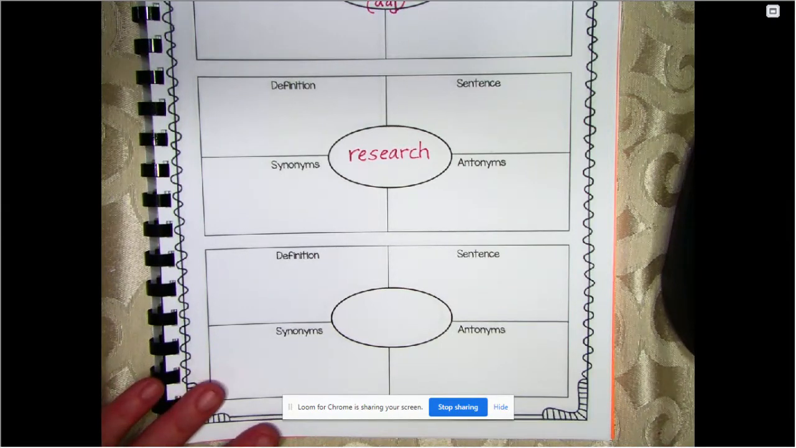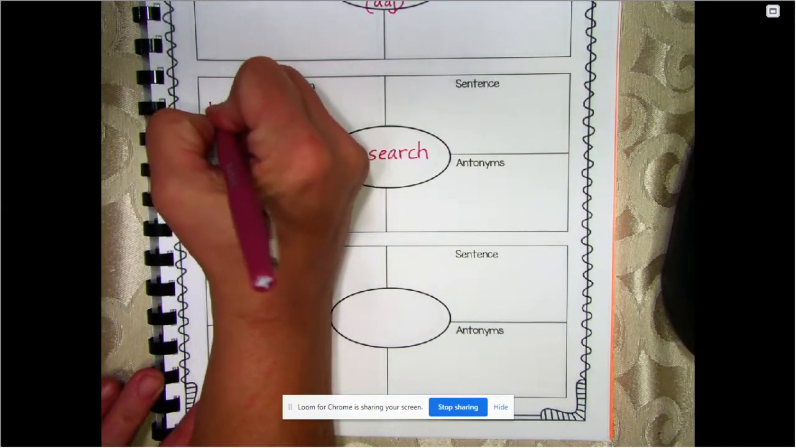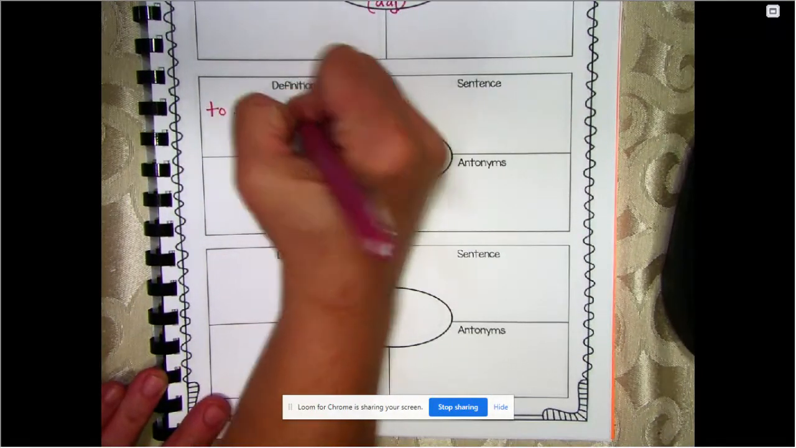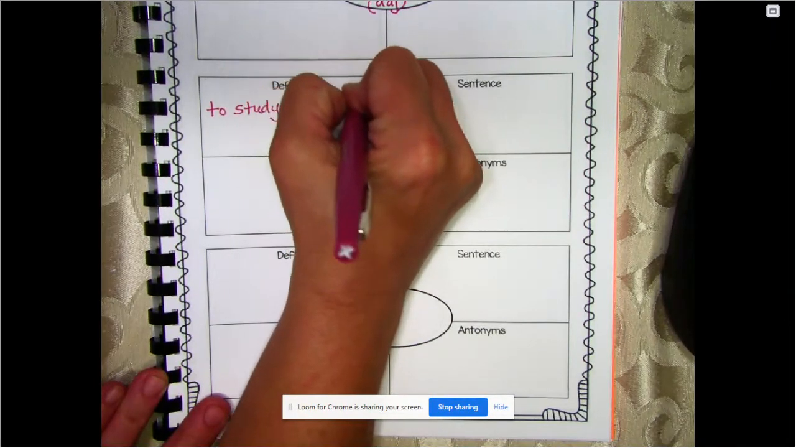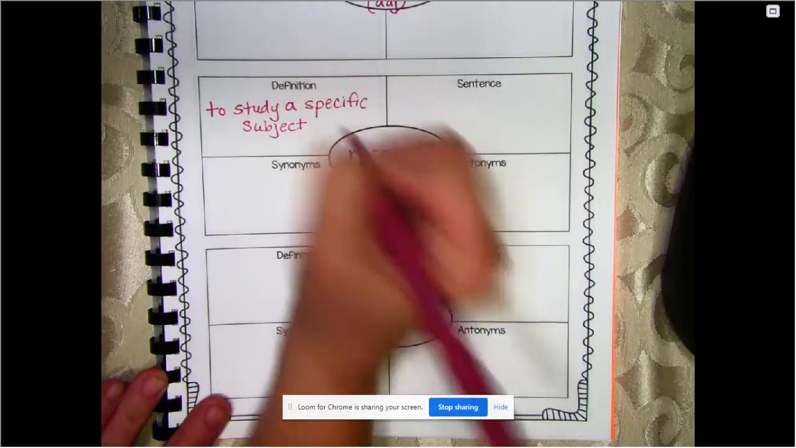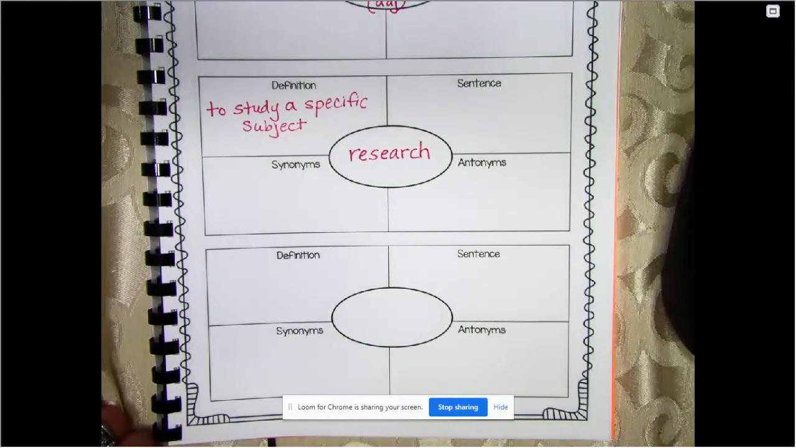So to research something means we're going to study a specific subject. So if you want to know how to make your own stop animation videos, you're going to research just about stop animation videos. You're not going to look up how Doritos makes their chips if you're trying to figure out how to make a video. So it's very specific to what you want to look up.